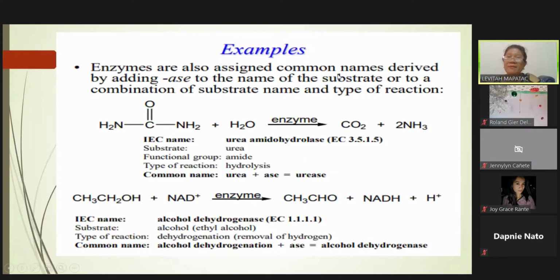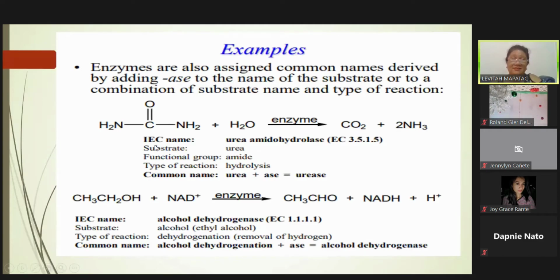So, for example, enzymes are also assigned common names derived by adding ACE to name the substrate. The substrate, you can see it here. You first name the enzyme by its substrate. For instance, what is this? This is urea. This is now our substrate. Our substrate is urea.